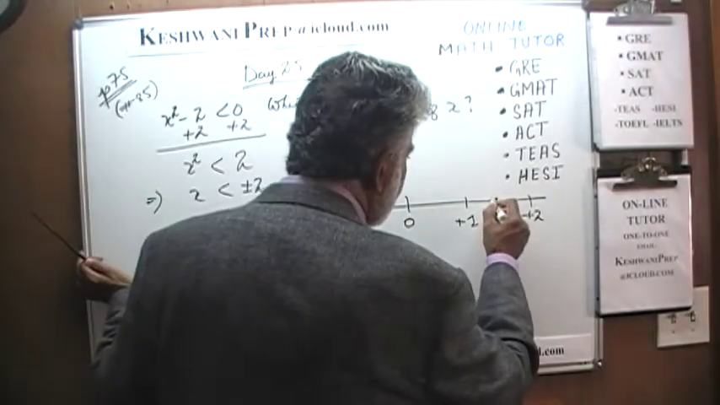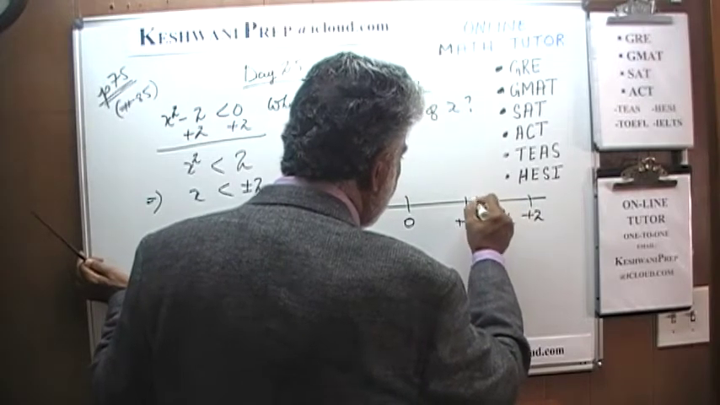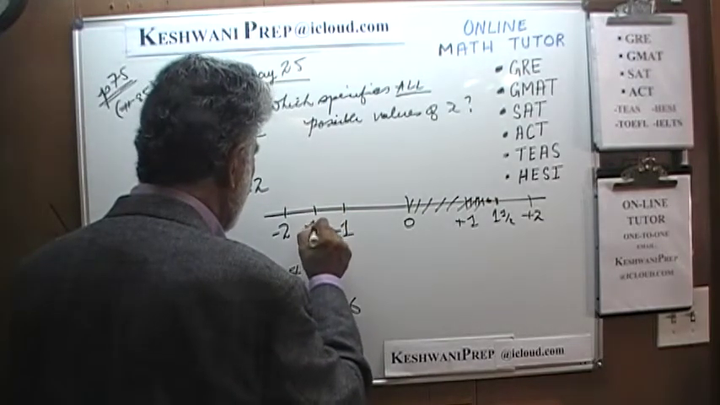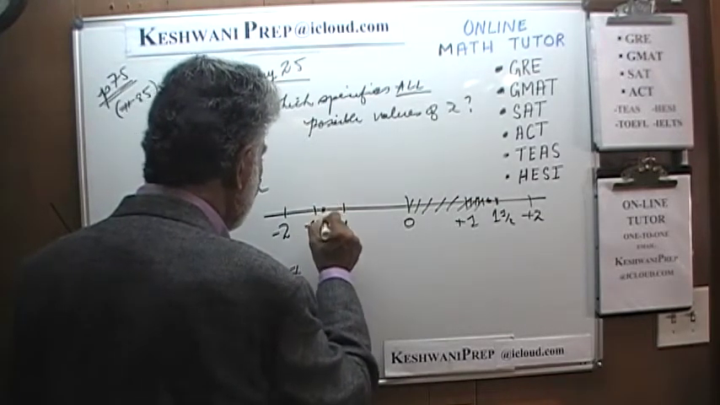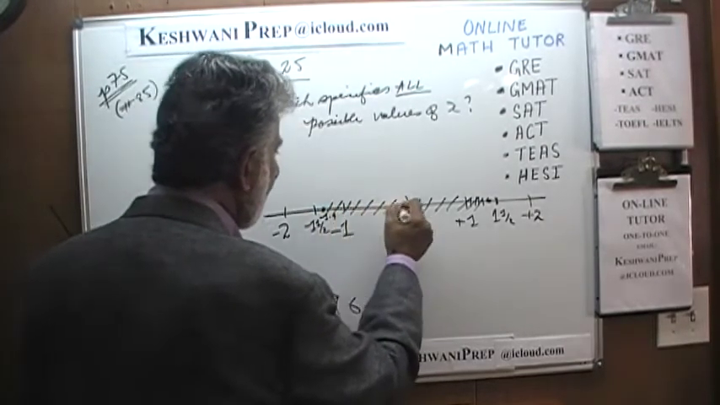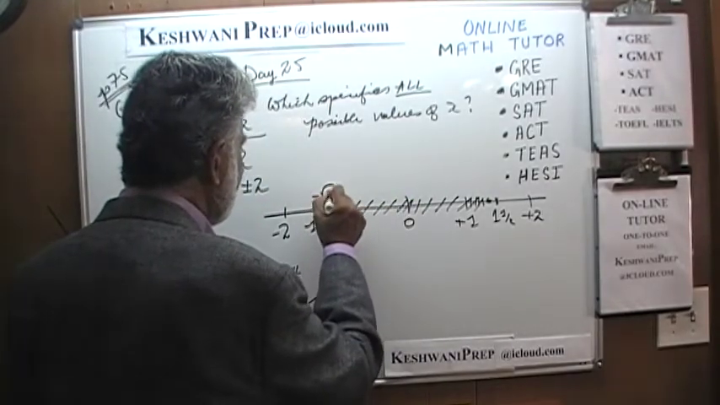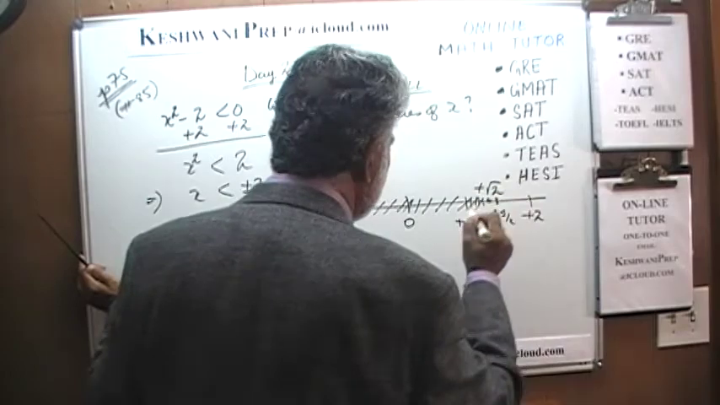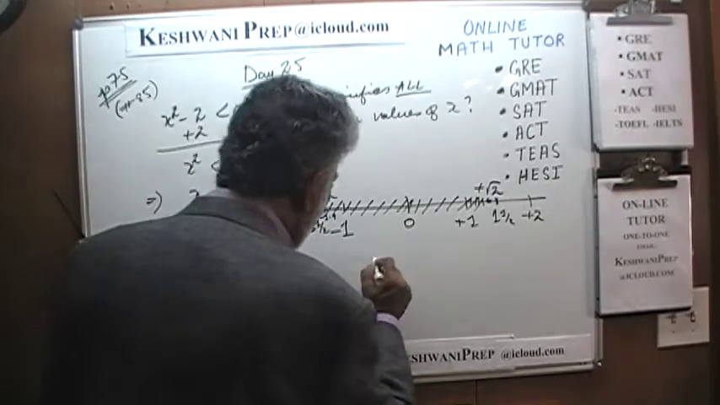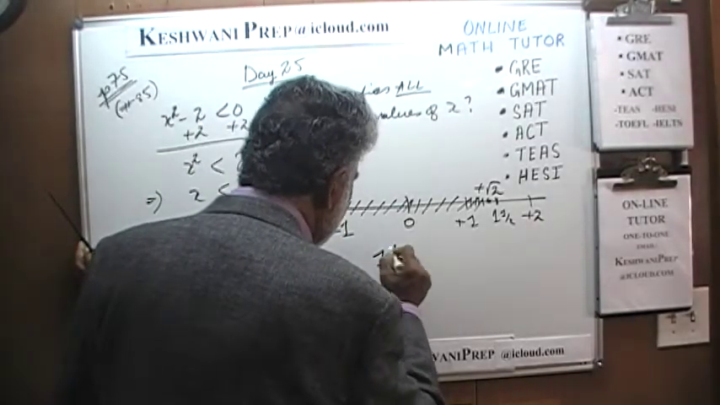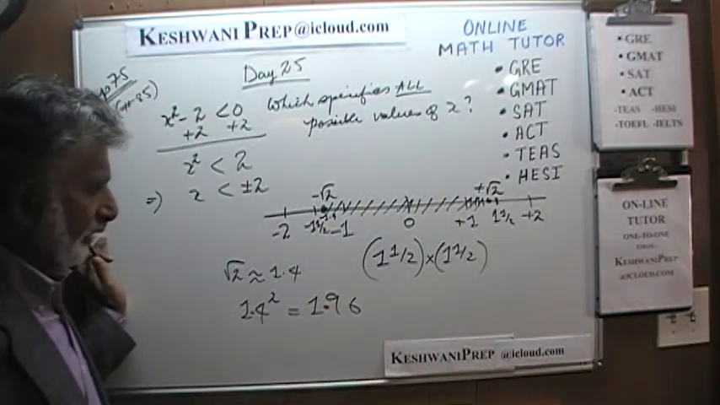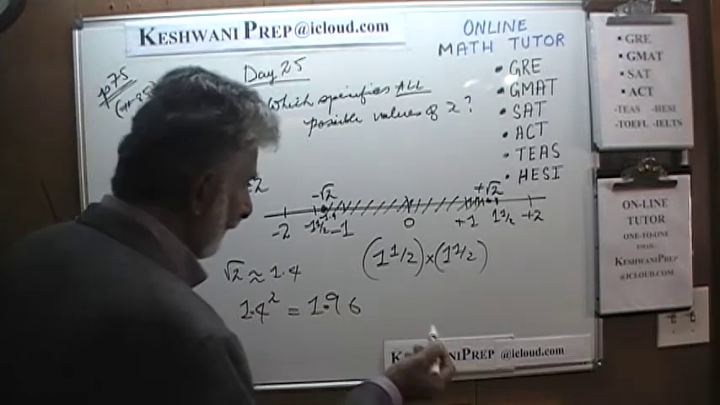This is 1.5, which means it's got to be somewhere here, outside this region. Here's 1.4, and right there is your negative square root of 2, and here's your positive square root of 2. It cannot be 1.5, because 1.5 squared, 1.5 times 1.5, we'll see is more than 2. We can see it very quickly here.